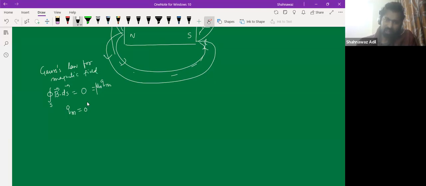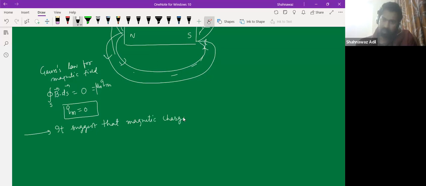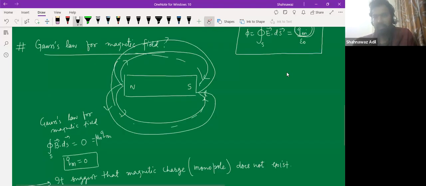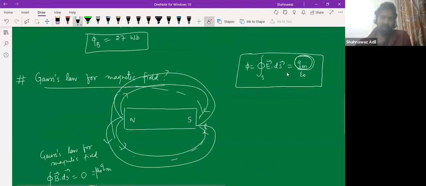What does it say? That qm is zero, right? So it suggests that magnetic charge, which is also called monopole, does not exist, right? You have electric charge, so charge can be positive or negative.